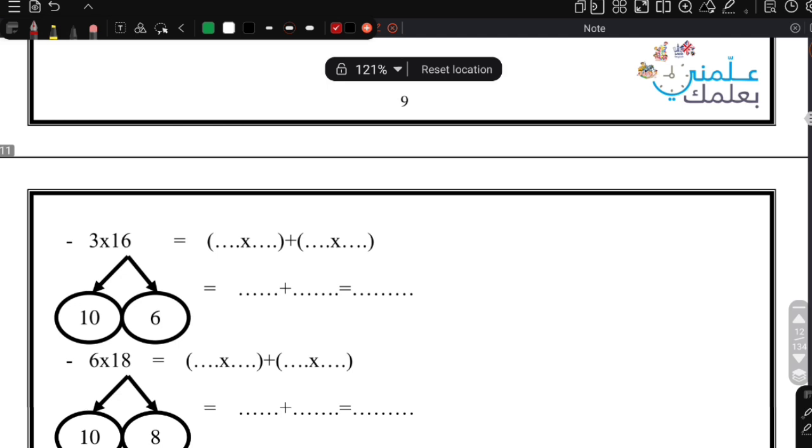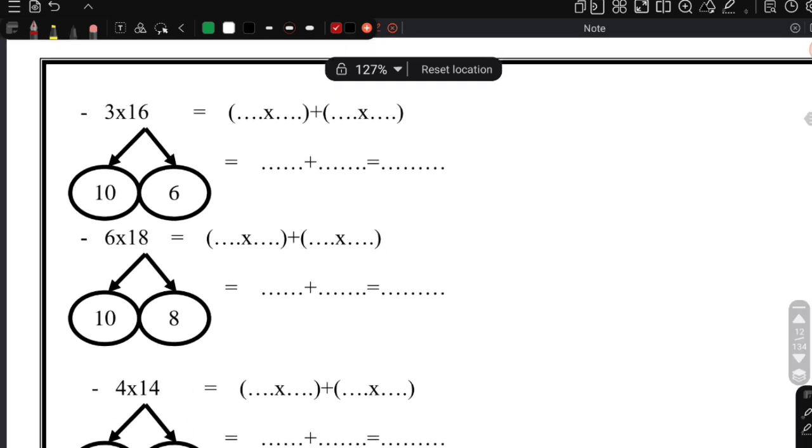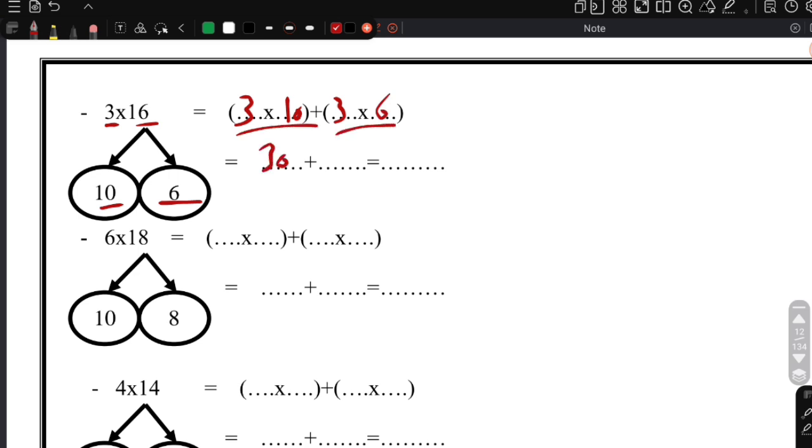Okay, let's see the next question. 3 times 16. 3 will be the same. And 16, I make it 6 and 10. So I put 10 here and 6. So 3 times 10 will be 30. And 3 times 6 will be 18. So the result of adding these two numbers will be 48.